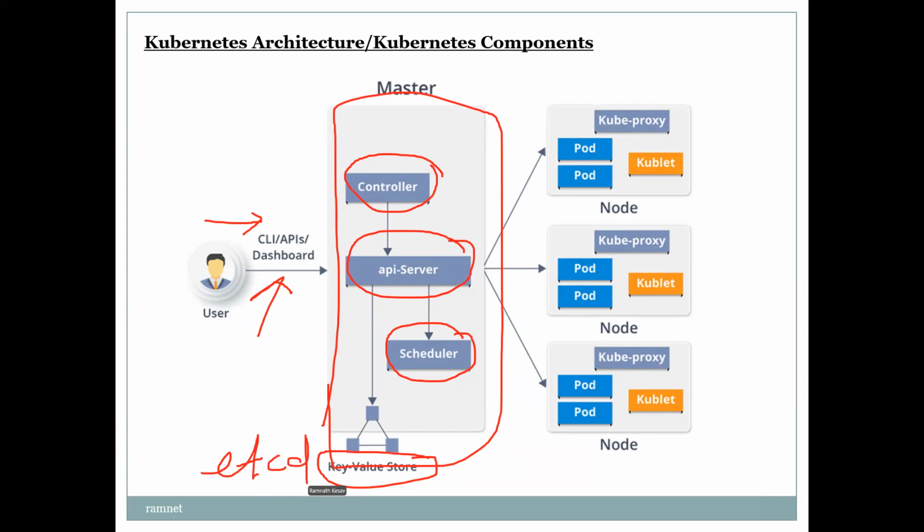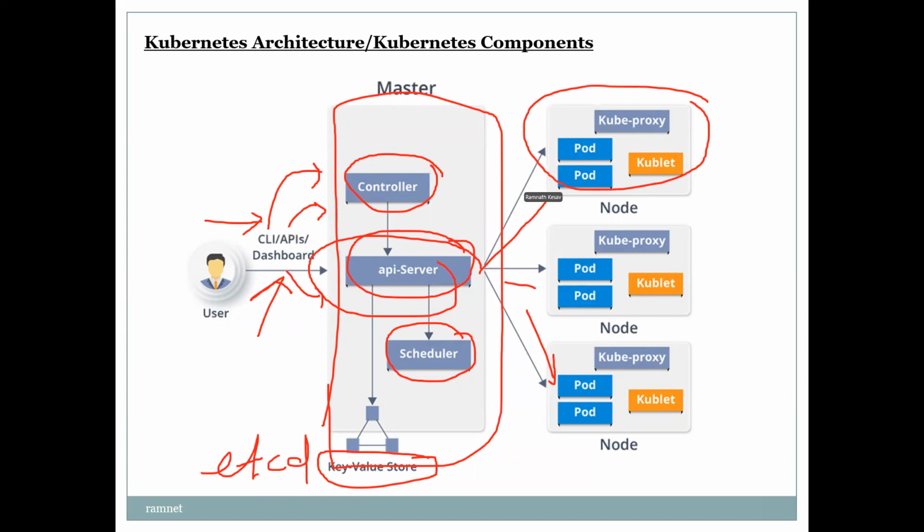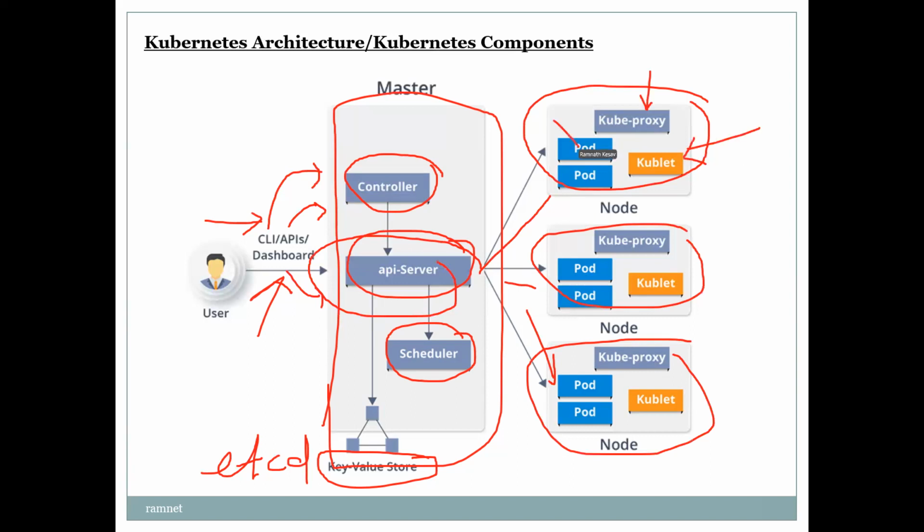Whenever a command line action, an API call, or an action through the dashboard comes up, it will be maintained by this API server, and it is distributed to the particular nodes, the worker nodes. This is a worker node, this is a worker node, and this is a worker node. Each node contains the Kubeproxy, the Kubelet, and the pods, the real containers inside. So this is the first worker node, second worker node, third worker node.